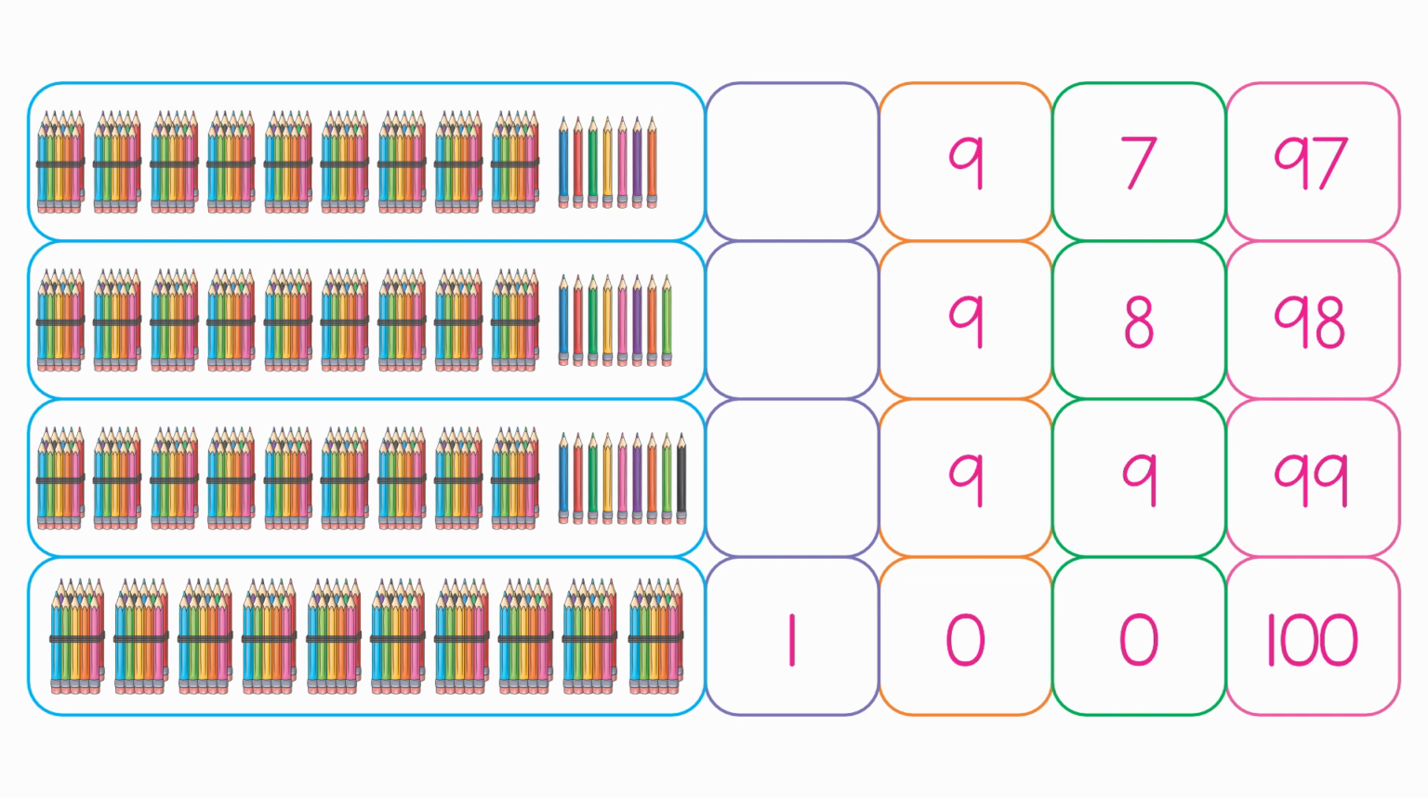0 ones, 10 tens, 100. 10 bundles of 10 pencils make 100.